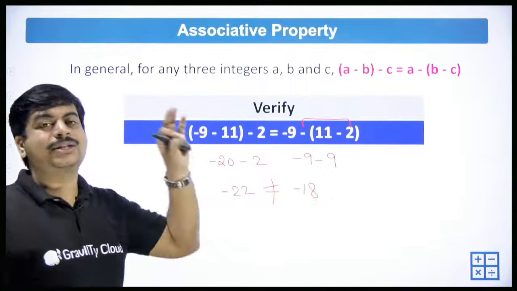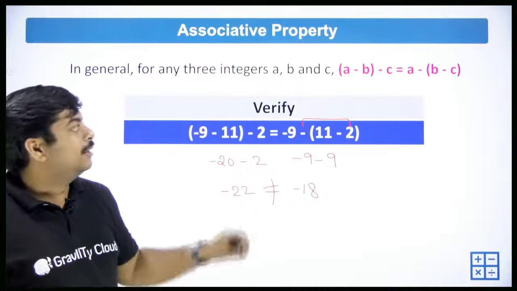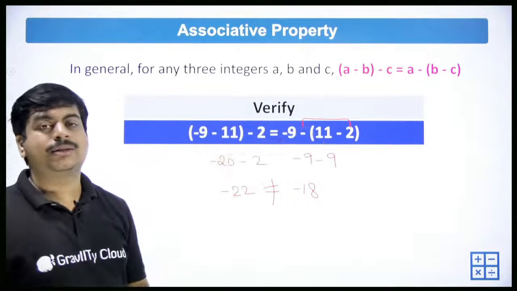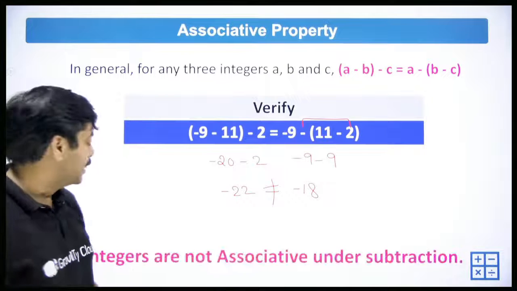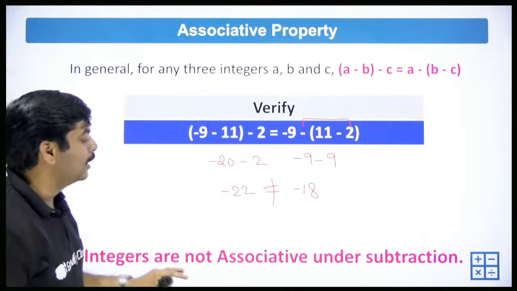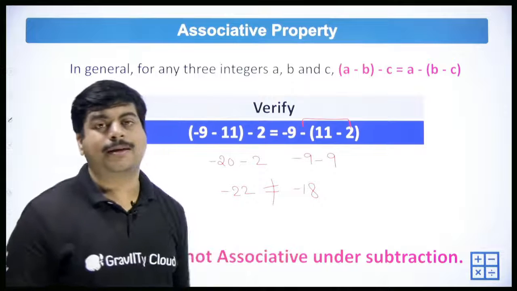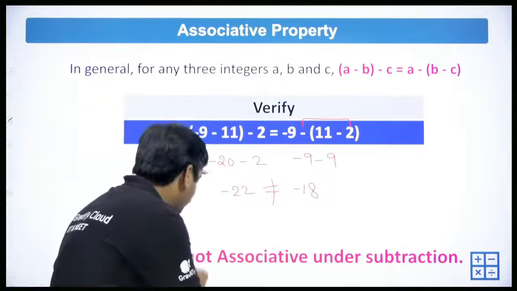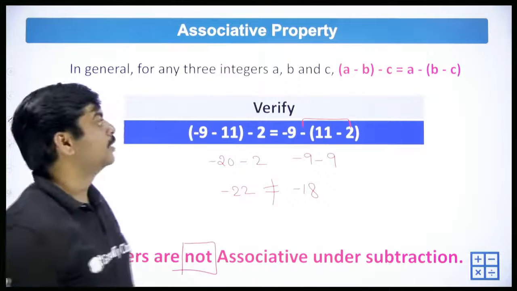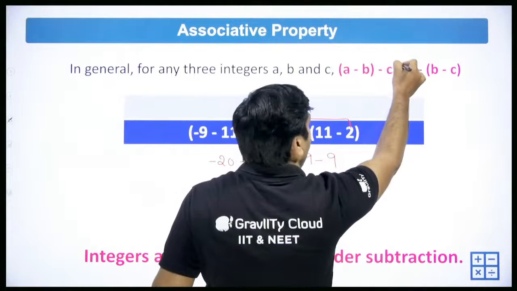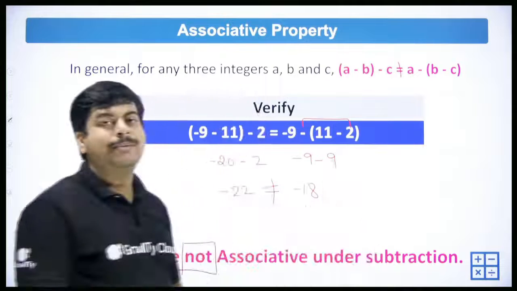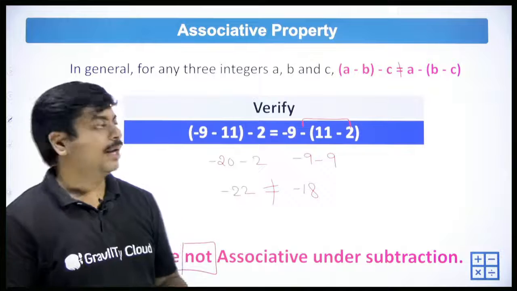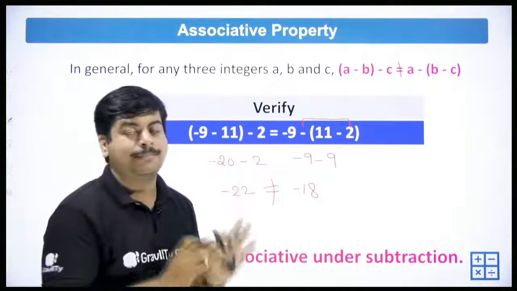So we can say that these two are not the same. (A − B) − C and A − (B − C) are not the same, right? So we can say that integers are not associative under subtraction. Okay, so you should be very careful. These two are not equal. So it is confirmed, for subtraction it is not valid.